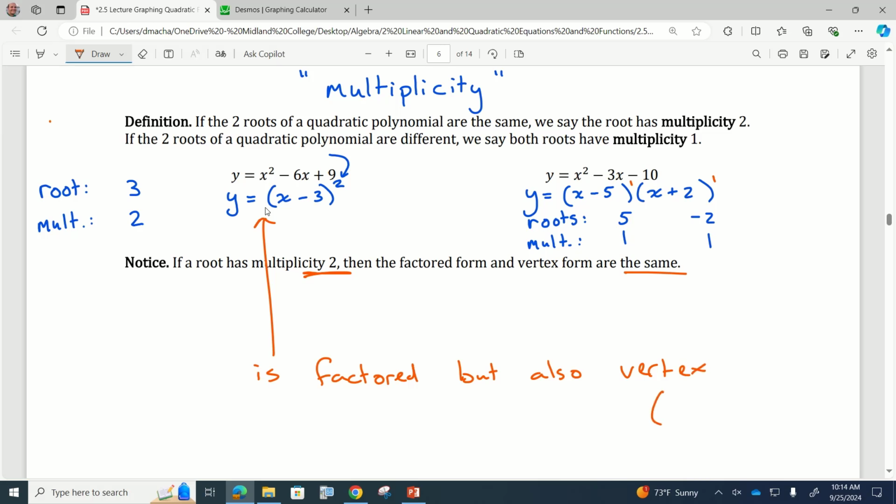It's just that the vertex appears at what coordinates? If this is the vertex form, what's the vertex coordinates? I think I heard (3, 0). Yeah. So if the vertex is sitting on the x-axis, the y-coordinate of the vertex is going to be 0, and there's only going to be one place where y equals 0. So it's just one root with multiplicity 2.